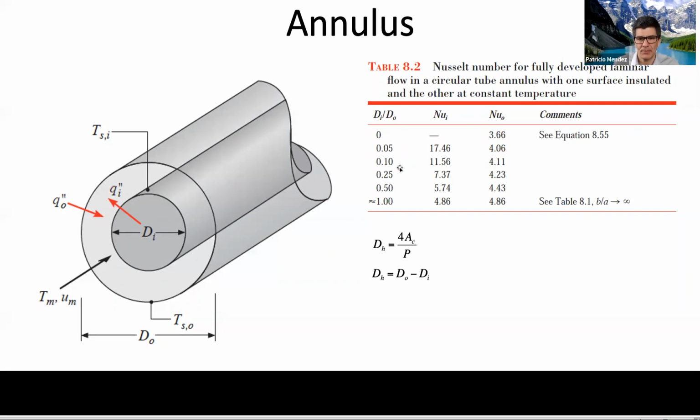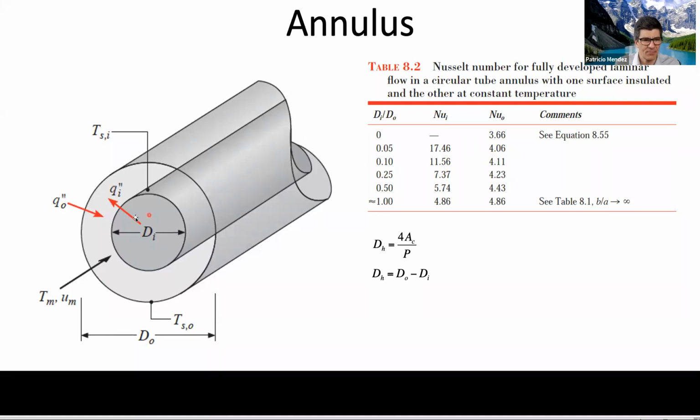But now if we say the inner tube, let's pick this one. The inner tube has a quarter of the diameter of the outer tube, right? If it is insulated on the outside, and we're exchanging heat between this inner part and the fluid, we would be using this Q double prime I, and it's based on Nusselt I. And we would use this Nusselt number.